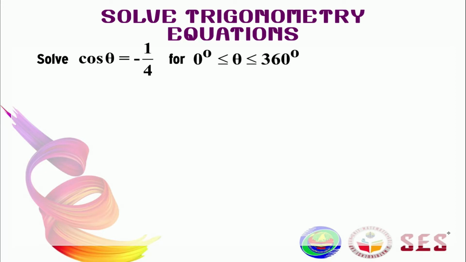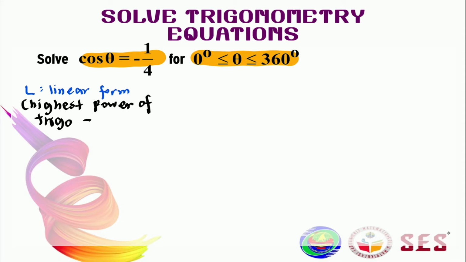In this question, we are given cos theta equals -1/4 for theta between 0 degree and 360 degree. The first step is to make sure that this trigo function is in the linear form. What it means is the highest power of this trigo function must be 1. As you can see, this is cos theta. Since this cos theta is in power 1, it is already linear. Let's copy that back here, and then we can proceed with our second step.